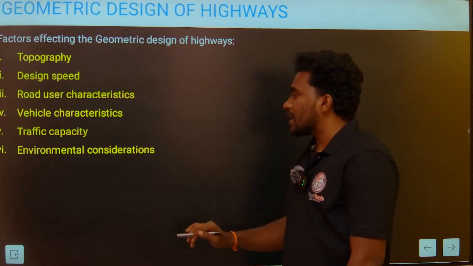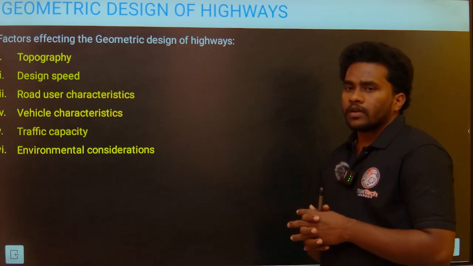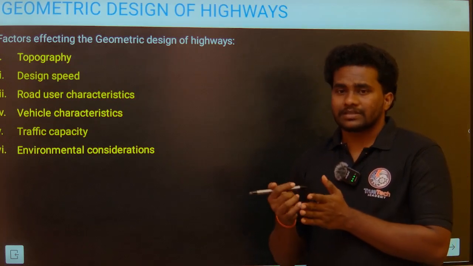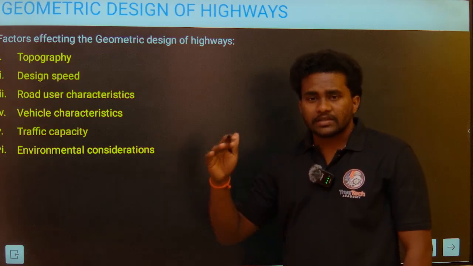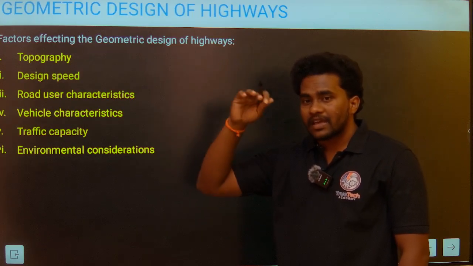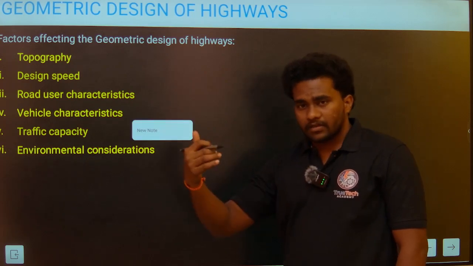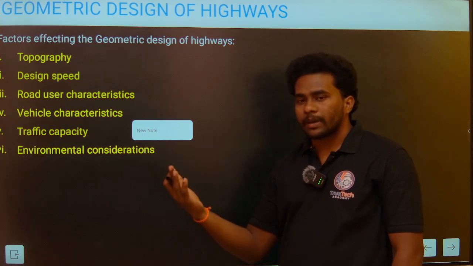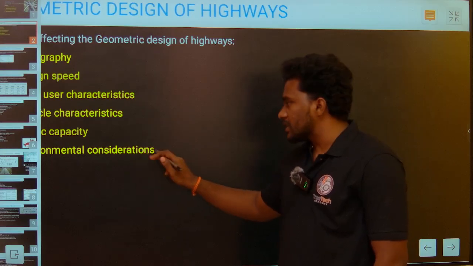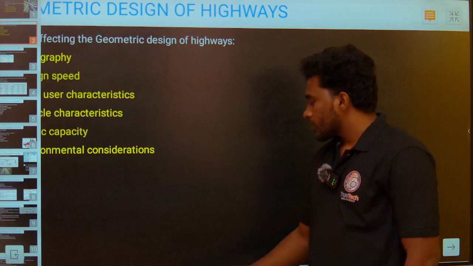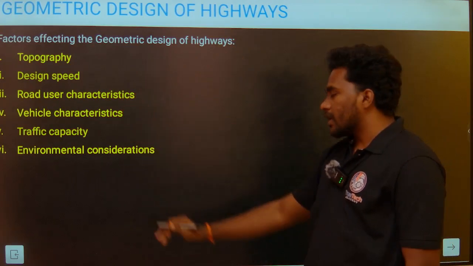And another one is the environmental consideration. Environmental consideration means, like in our India, some parts of India, the western and north parts, have less temperature for most of the season. The south part of India has more temperature. From that also we can take these environmental considerations, and these are the other factors that affect the geometric design of highways.